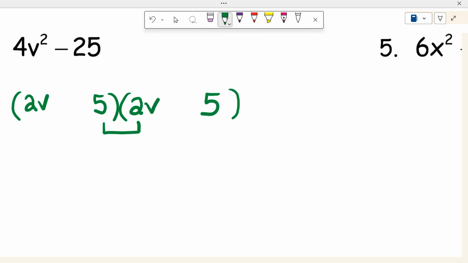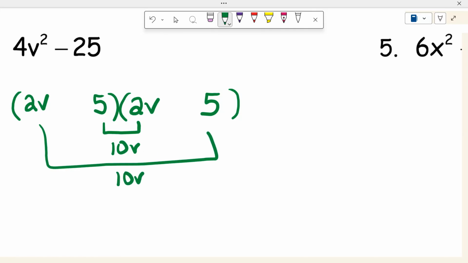The inside gives me a 10v. The outside gives me a 10v. What do I need those to do? I need them to cancel each other out. They need to disappear. Those needed to be the same, right, for that to happen. Hence why in your difference of squares, you're going to do exactly the same brackets, except one will be negative and one will be positive. Doesn't matter which one I put where. Doesn't matter if I would have put the plus in the first bracket and the minus in the second bracket. No, that doesn't matter. Okay.